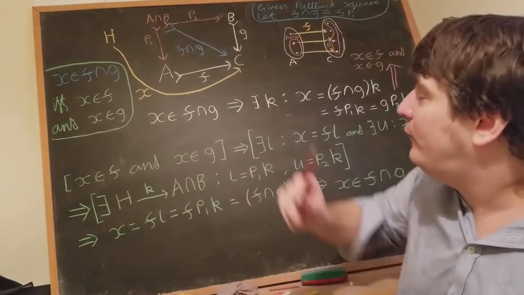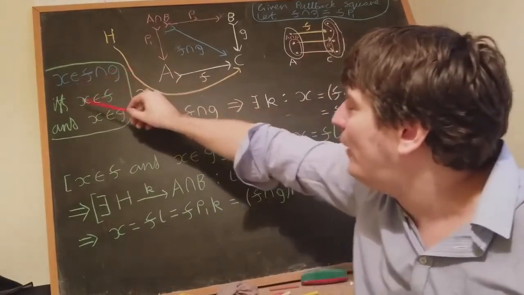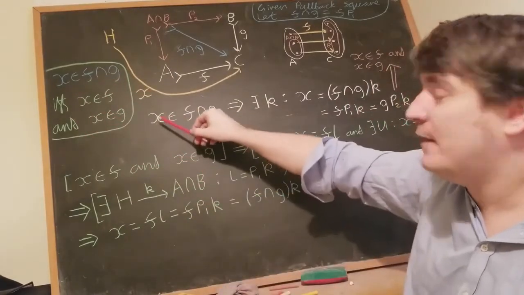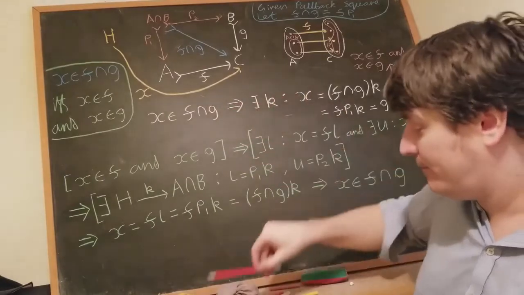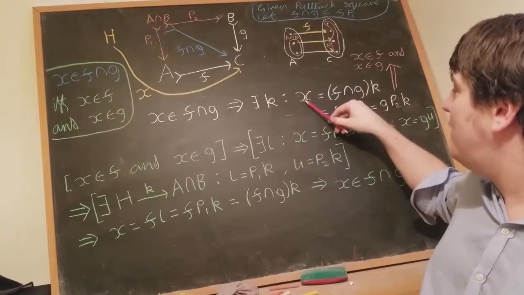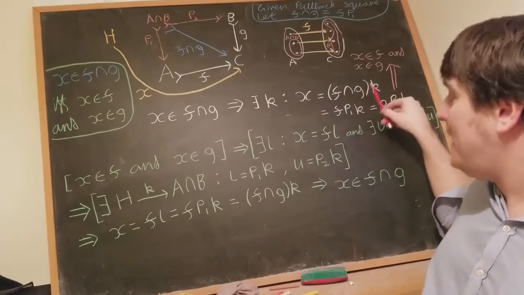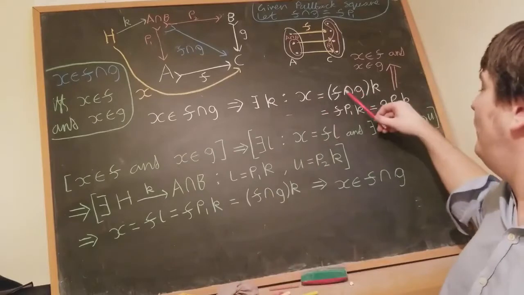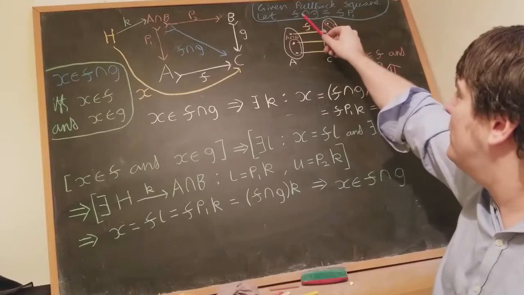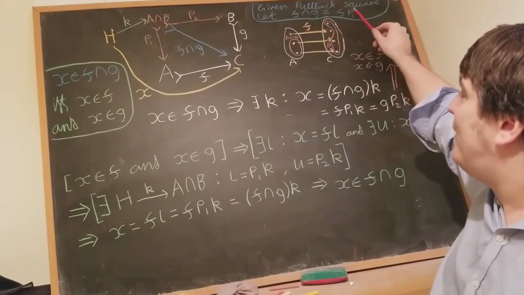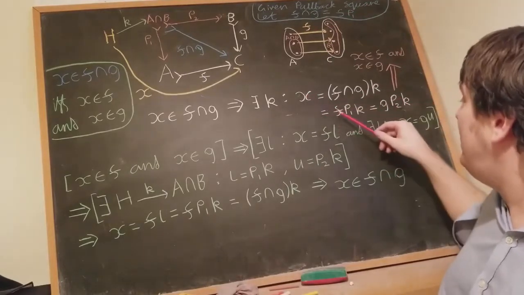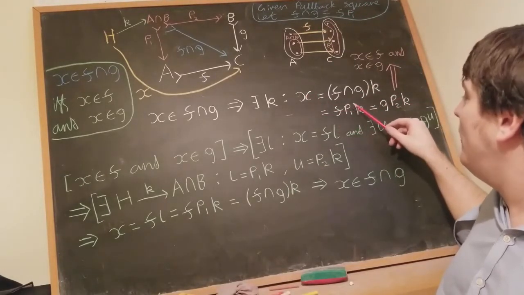So let's start by assuming this blue statement, and we'll try and imply the green statement. Okay, so we'll start by assuming that X is in F cap G. So what that means is there has to exist some K such that X is equal to F cap G after K. But we've already said that F cap G is basically just special notation for F after P1. So we could rewrite this to say X is equal to F after P1 after K.